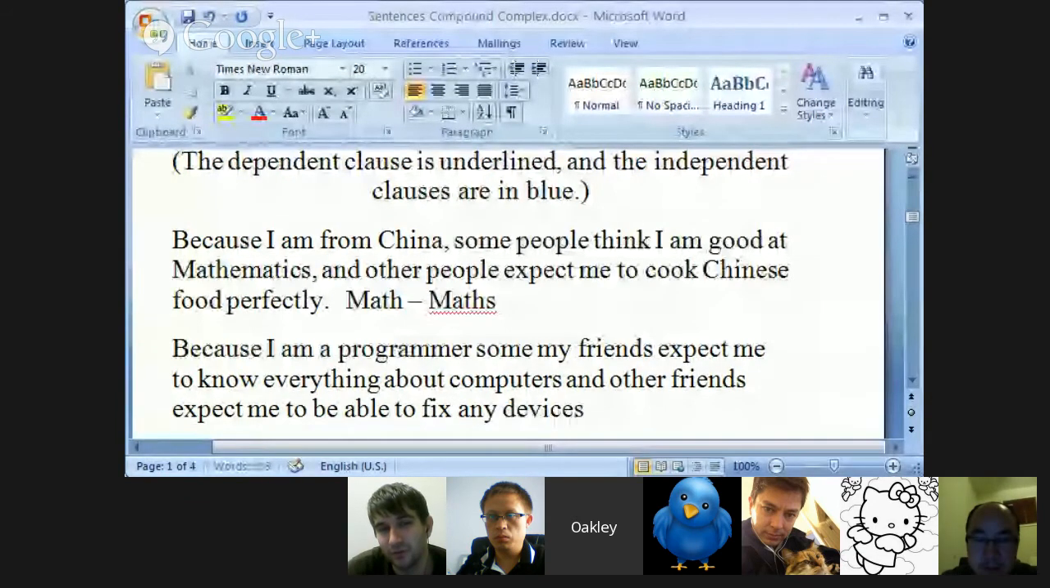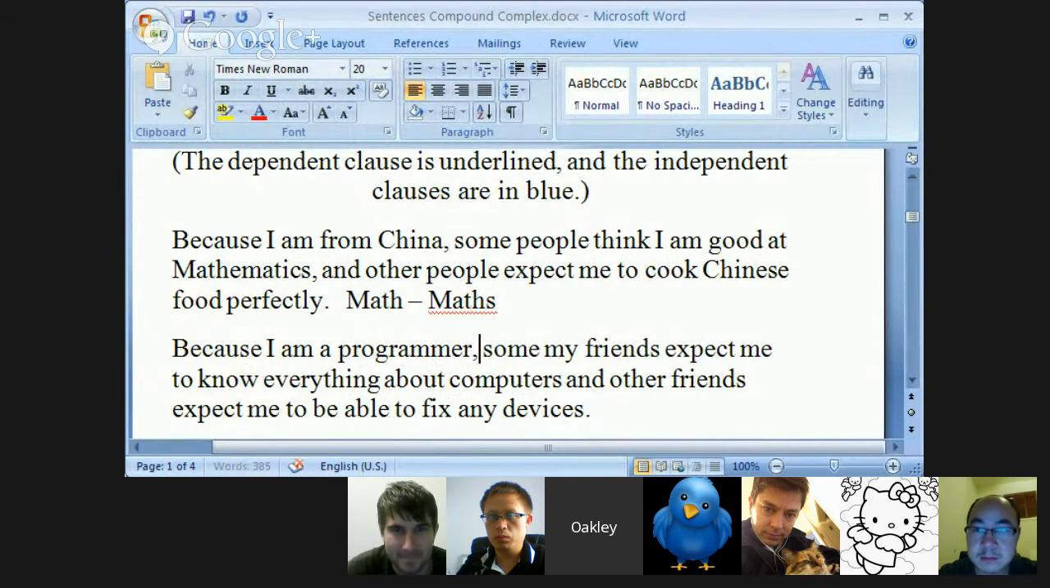Okay. Vladimir, again, we have to concern ourselves with punctuation here. Because I'm a programmer, comma. Very good. And we need one more comma, Vladimir. Everything about computers, comma. That's it. Very good, before "and."